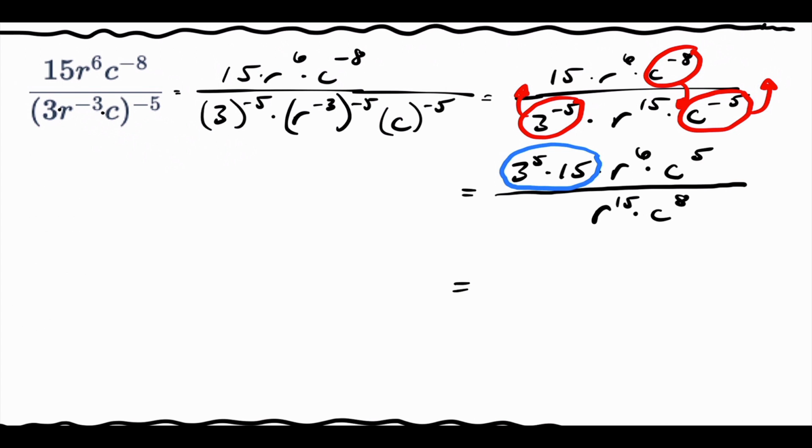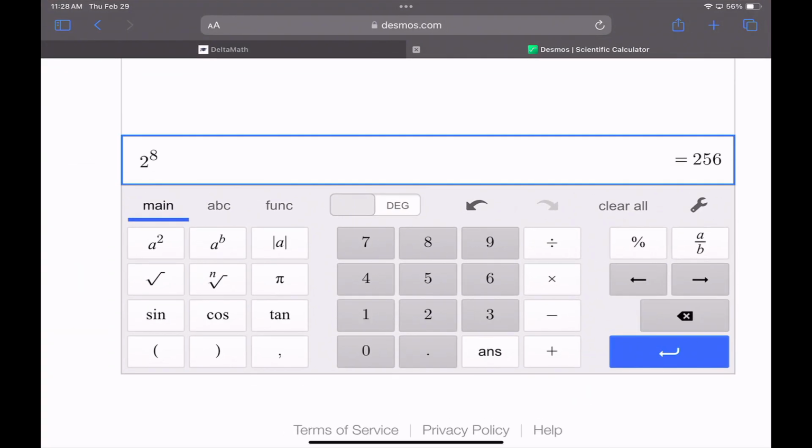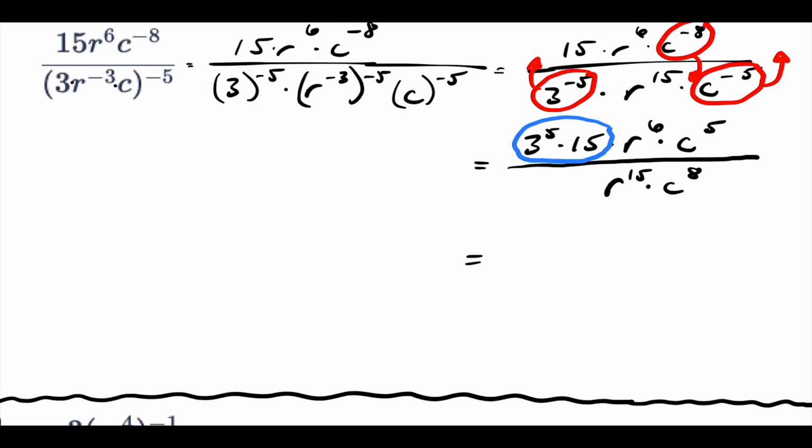These guys, I'm going to go to my calculator and multiply them. 3 to the 5th times 15, because they're numbers. So 3 to the 5th times 15, 3,645.